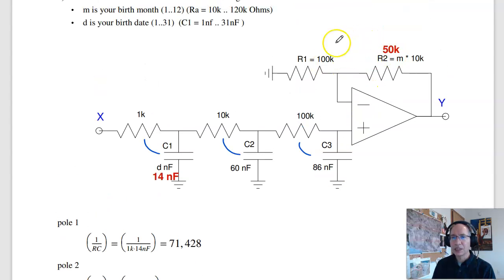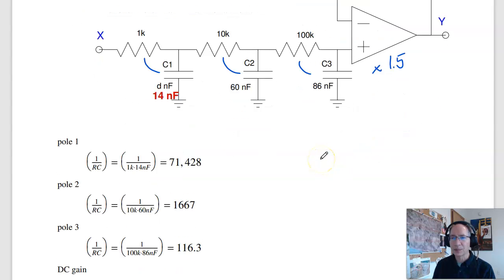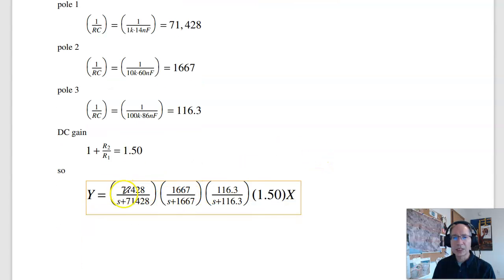Plus, this has a DC gain. The gain is 1 plus the ratio. 1 plus R2 over R1 gives you 1 plus 0.5, 1.5. So that's a times 1.5 amplifier. Put it all together, I've got the first pole, second pole, third pole. The numerator, I just made the DC gain 1. And the overall gain is 1.5, so there's your transfer function.